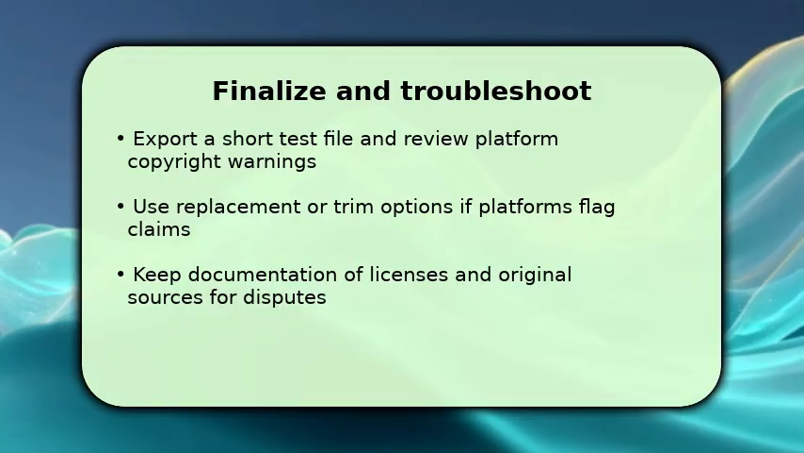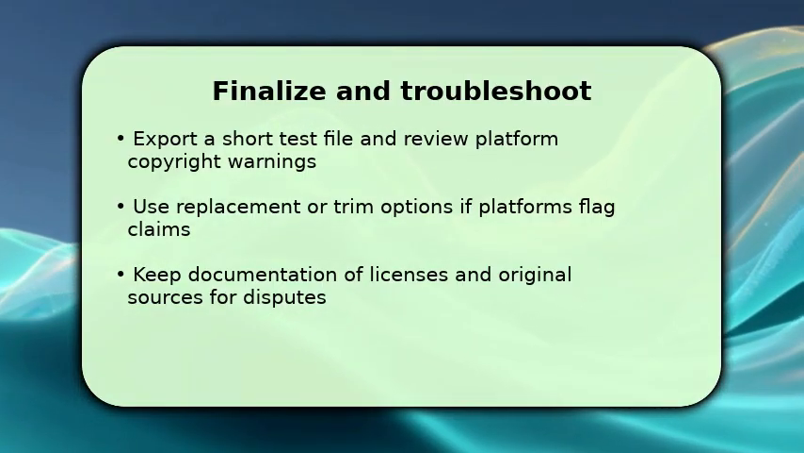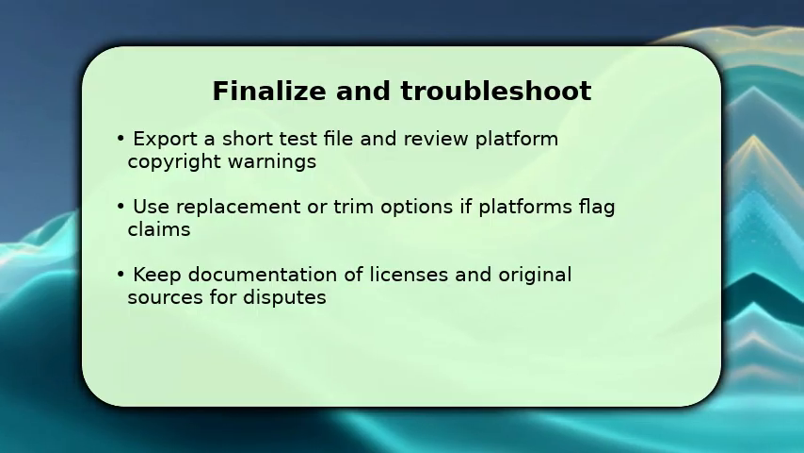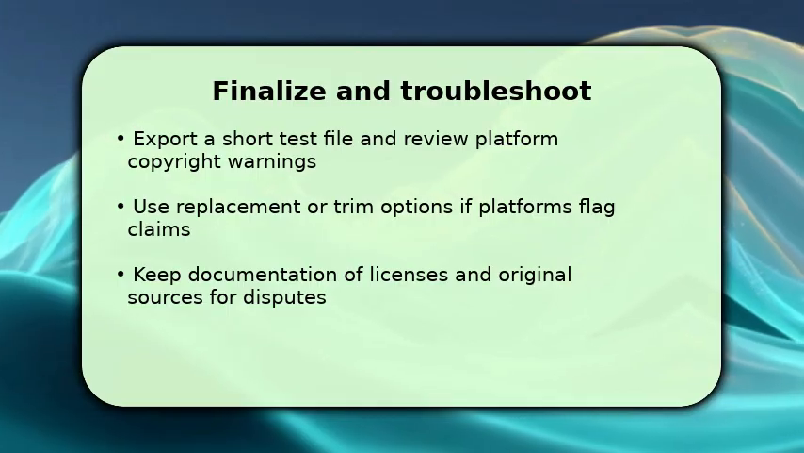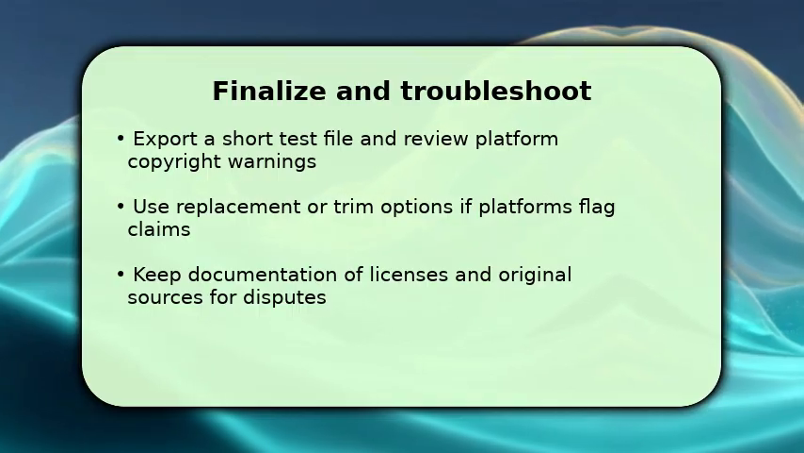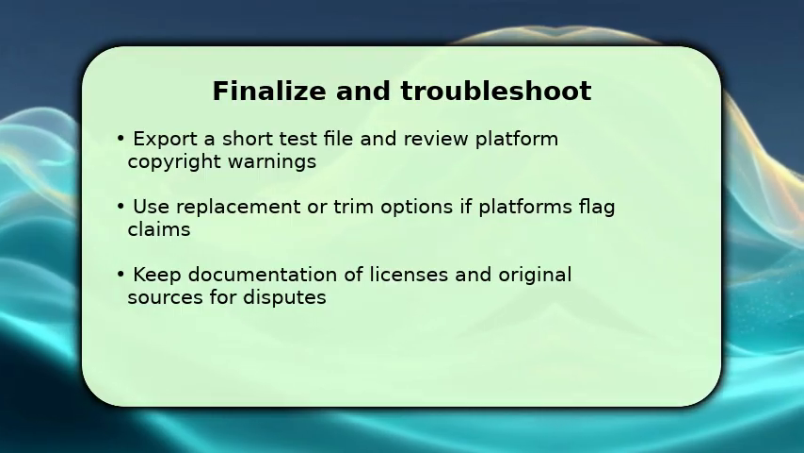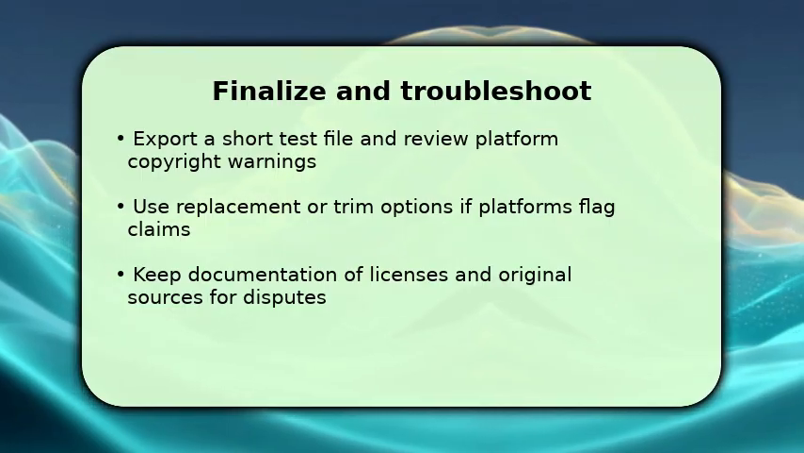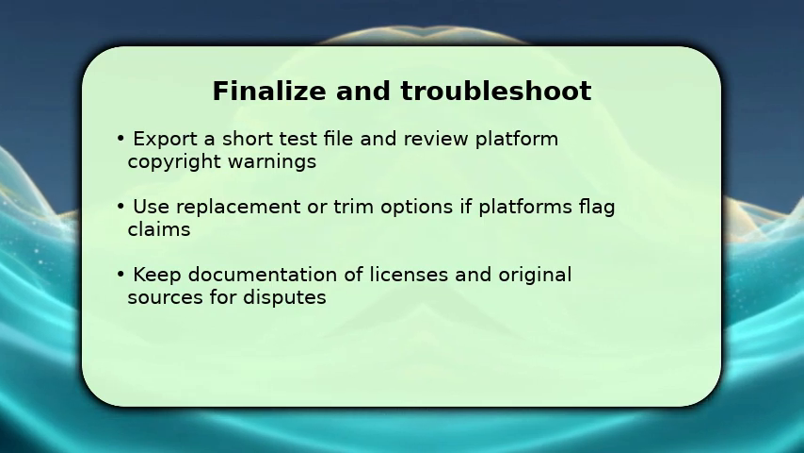To finish, you export a short test file and upload it privately to the platform you intend to publish on. Platforms often show copyright warnings that CapCut misses. If a claim appears, use replacement, trim, or mute options inside CapCut and re-export, because small edits can remove flagged segments. Make sure to keep screenshots or receipts of any licenses and original source links, so you can contest wrongful claims quickly and prove permission if needed. This saves time and prevents takedowns.